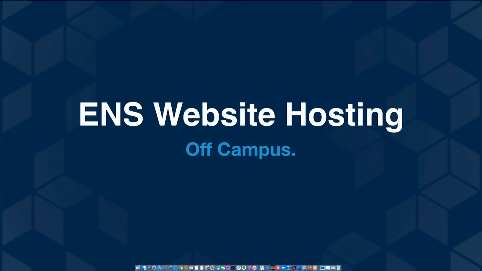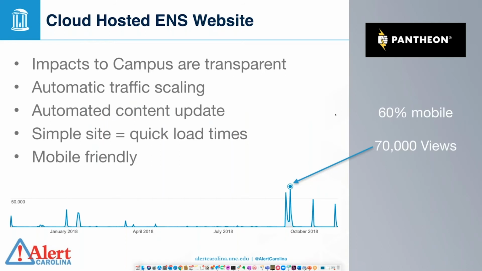The next part I wanted to talk about for one of our best practices was the hosting of our emergency notification website off campus. This is a website that routinely just sits there and doesn't get much of any traffic, which is a good thing. Its entire purpose, alertcarolina.unc.edu, really is to share emergency information about events and incidences that are happening on our campus. So ideally, there's nothing for anybody to go view.